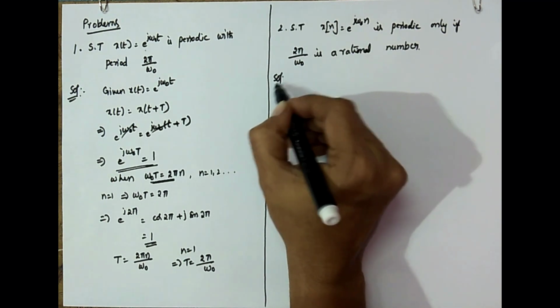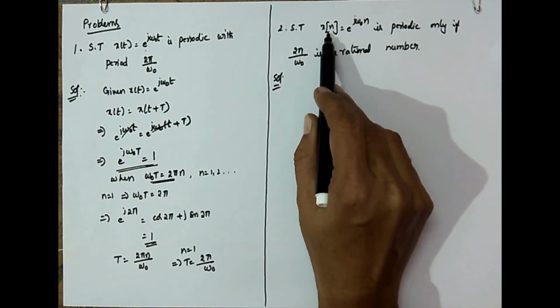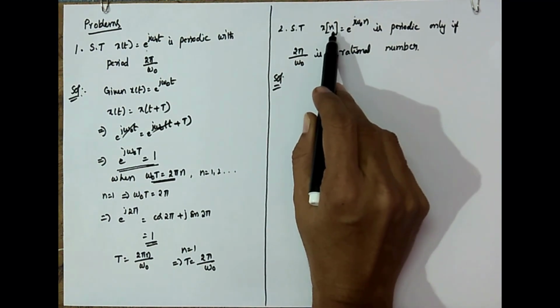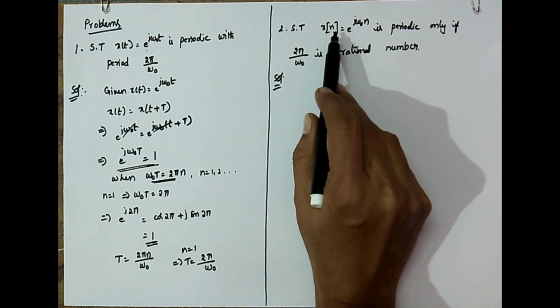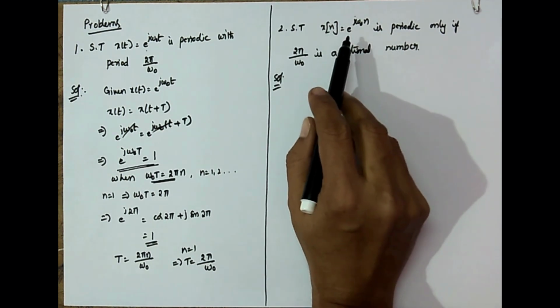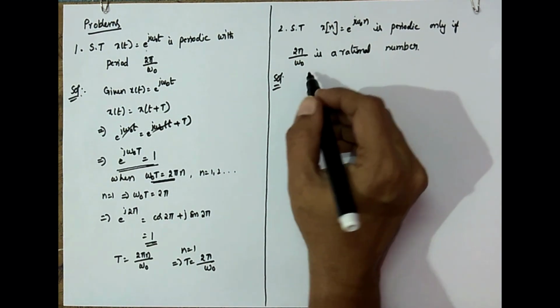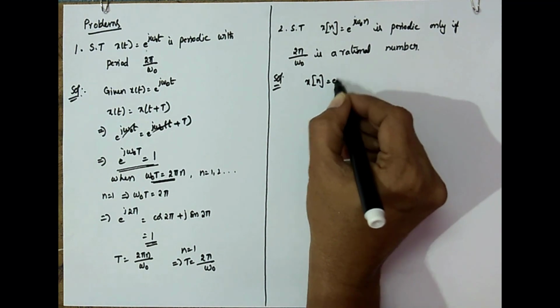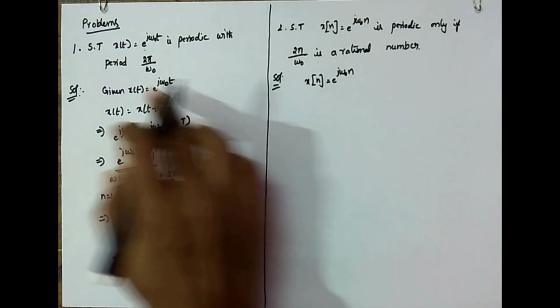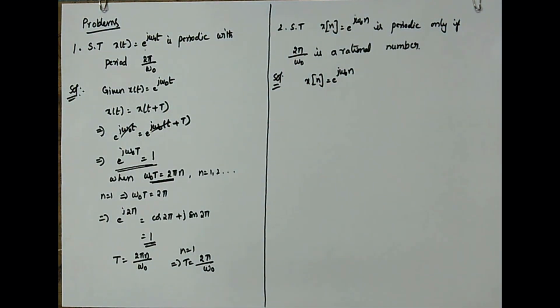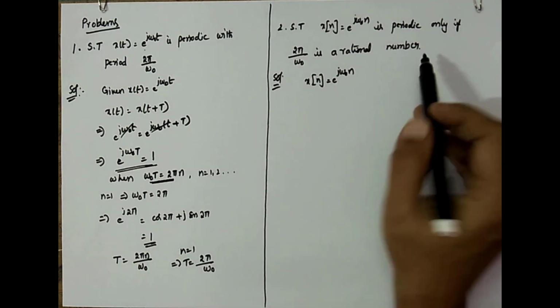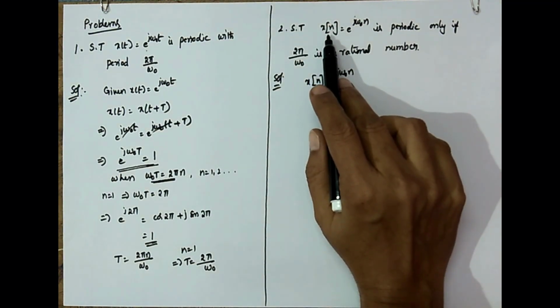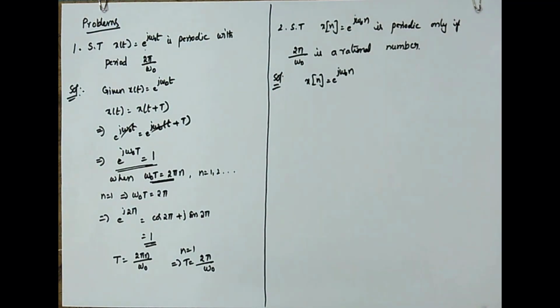What is the given sequence? Why am I saying it is a sequence? Because the index here is n. n is for discrete, to represent the discrete signal. So what is the given sequence? x of n equal to e power j omega naught n. Like this, it is also called a complex exponential sequence. So here, we have to prove that this is periodic only when 2 pi by omega naught is a rational number.